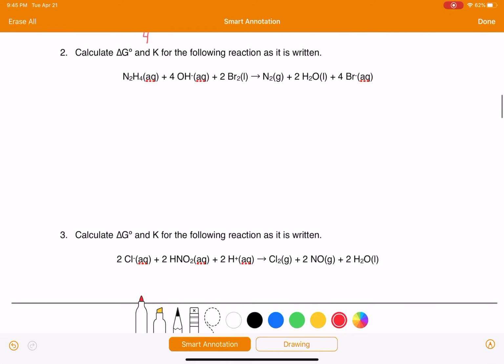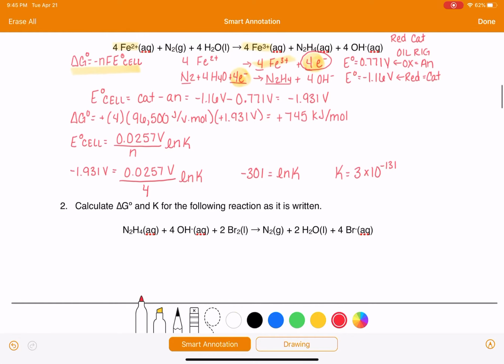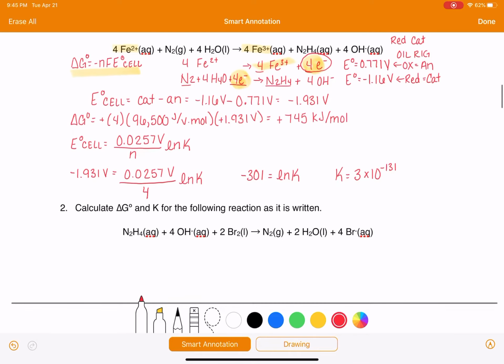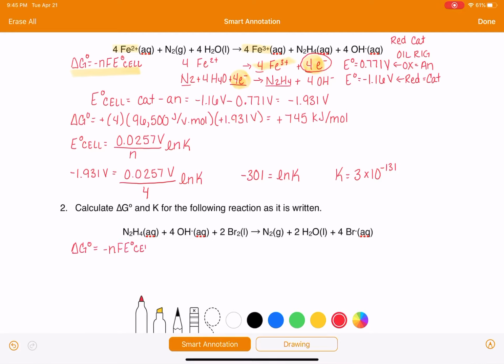Let's practice this again. Do we have the same equation on here again? We sure do. How handy is that? That was awfully nice of me. So for this next reaction, we're going to calculate delta G using negative NFE cell. And we're going to look at our half reactions. So one of our half reactions is right here.